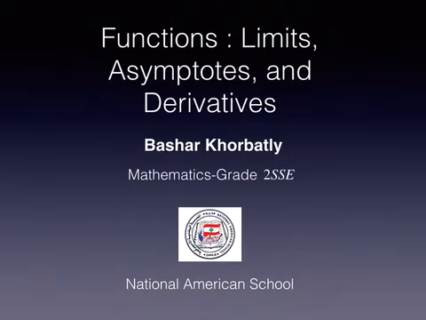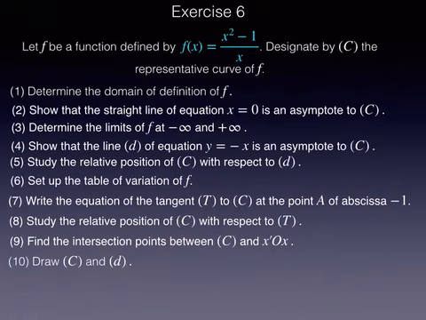Hi everybody. So in exercise 6 we will solve 10 parts in several videos. The first question is to determine the domain of definition of the function f. Part 2 is to show that the straight line of equation x equal to 0 is an asymptote. Part 3 to determine the limit of the function f at plus and minus infinity. Part 4 to show that the straight line y equal minus x is an asymptote.